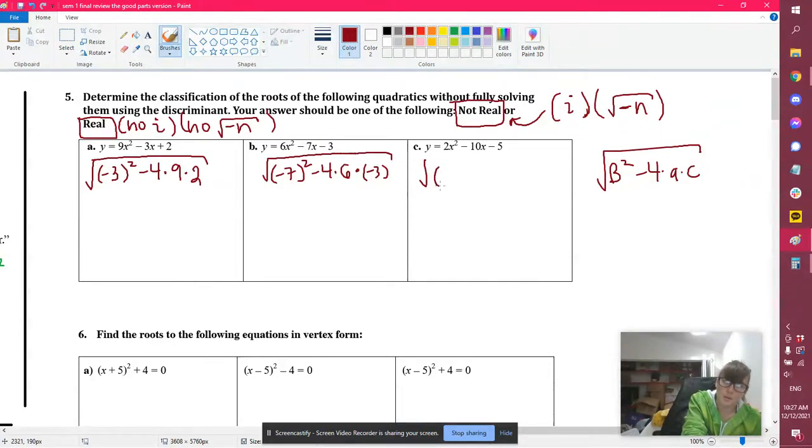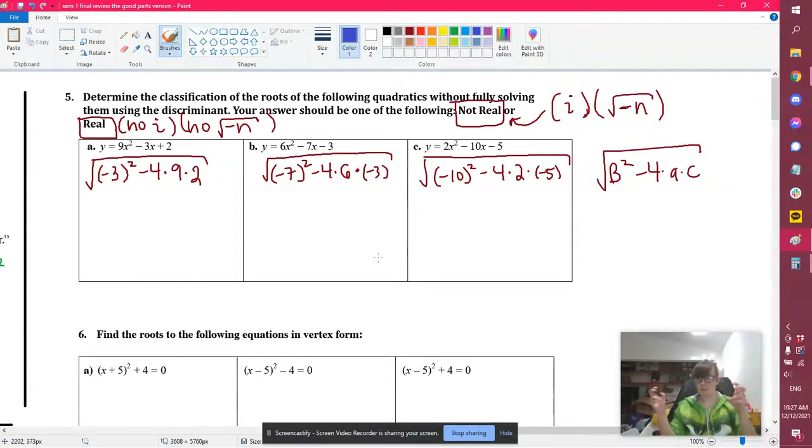And for this one, we'd have b squared minus 4 times a times c. We want to see which one of these is going to give us a negative number, so it's not real, and which one of these is going to give us a positive number, which is real. Let's find out. Negative 3 squared is 9. 4 times 9 is 36. Times 2 is 72.